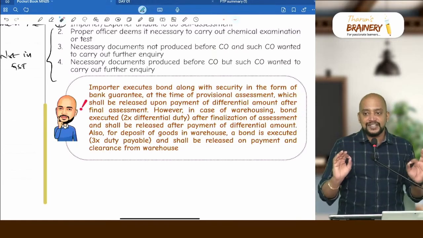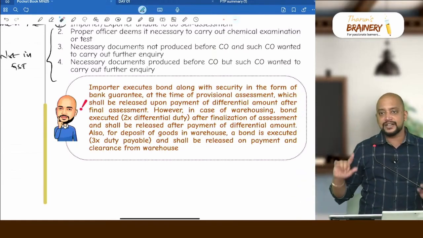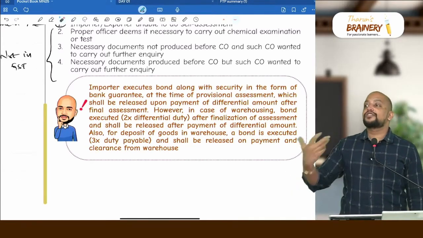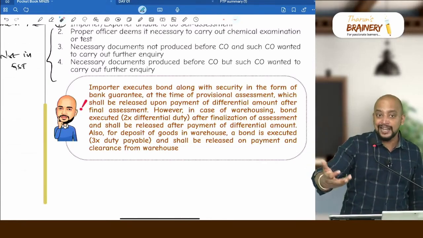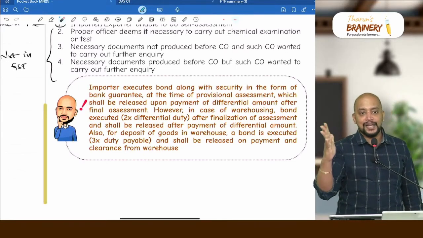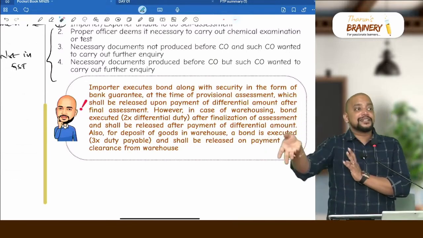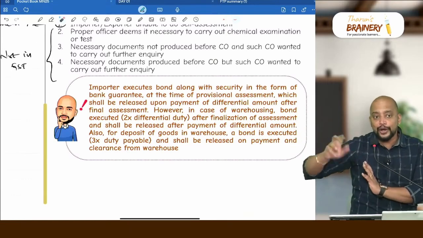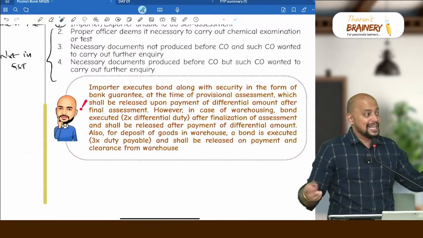So for provisional assessment, 2 times the customs duty payable, that is a bond, and for warehousing 3 times the customs duty payable. And what happens is that first we are importing the goods and we are going for provisional assessment. At the time when we go for provisional assessment, we need to execute a bond for 2 times the customs duty payable. And what will happen? They will determine this much amount you need to pay like that on finalization. And when we deposit the goods in the warehouse, which means that the 2 times the customs duty payable bond gets released, and again we need to execute a new bond for 3 times the customs duty payable, because when we deposit the goods in the warehouse, we are not going to pay the customs duty.